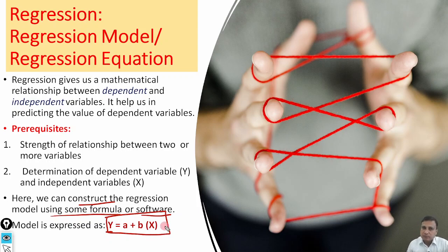If you go to different books, you will find this equation in a different pattern. For example, in some books it is given like alpha plus beta x. In some books y is equal to lambda plus beta x. There are different ways. For simplicity, we are going to use only this a and b. A is the intercept and b is the slope. What actually do they mean? That also we are going to discuss in the upcoming few slides.